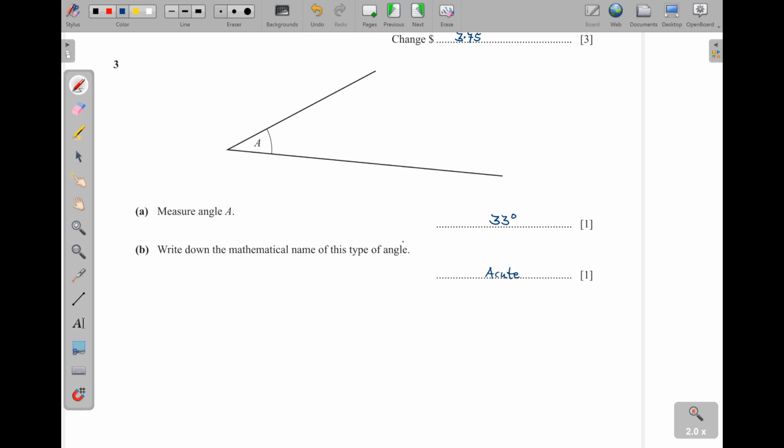Acute angle. Remember, if the angle is in between 0 and 90 degrees, that angle is acute. If the angle is greater than 90 degrees and less than 180, this is obtuse. And then if it is greater than 180, of course less than 360, this one is a reflex angle. Keep this in mind.